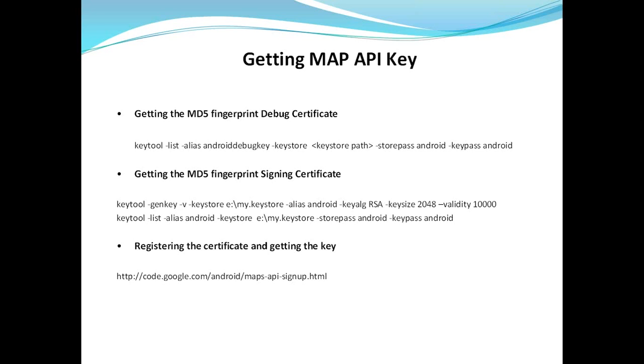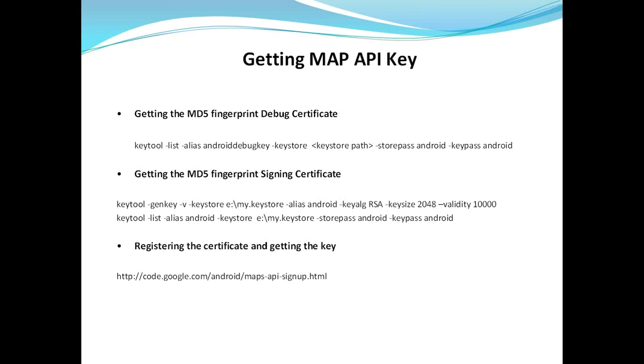So the command here is the keytool command. As you can see, the command is keytool -list -alias androiddebugkey -keystore, then the keystore path, -storepass android -keypass android. So what does this command mean? In Java we have a tool called keytool, and we have one more tool called jarsigner. Keytool is used to generate keys and get the certificates.